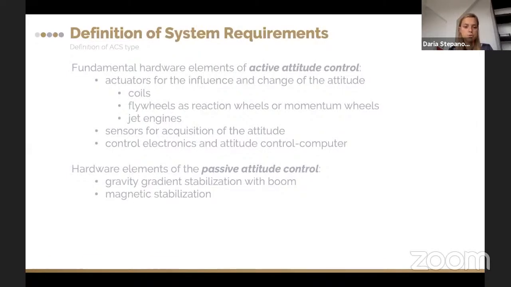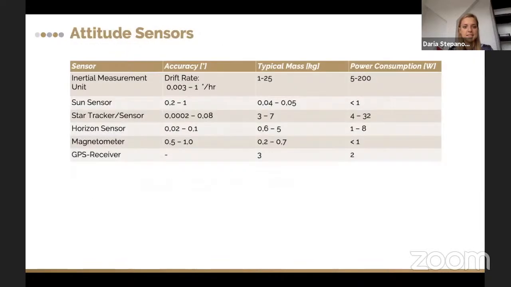For passive attitude control, it's possible to use the boom or magnetic stabilization, when just a big magnet is installed in a satellite. Here on this slide, you can see some of the typical sensors and their parameters. For example, inertial measurement units and rate sensors are pretty heavy and might not be utilized on small satellites, and have pretty big power consumption, while sun sensors have much lower accuracy, but they're much lighter and consume much less than 1 watt.